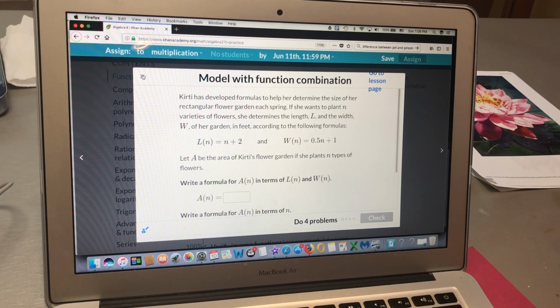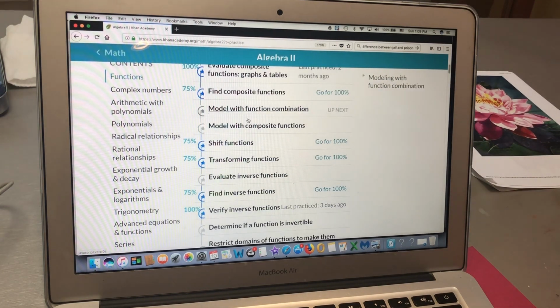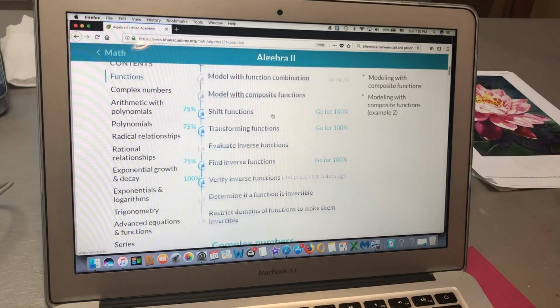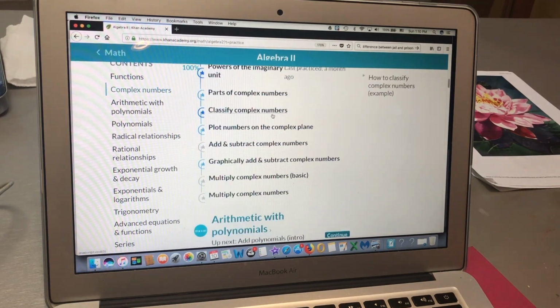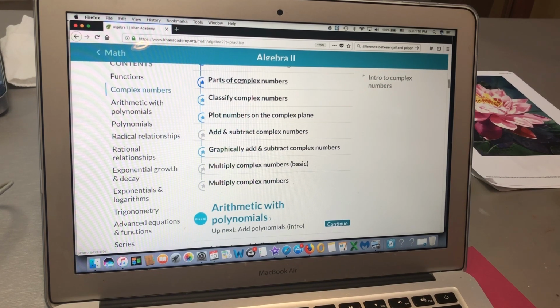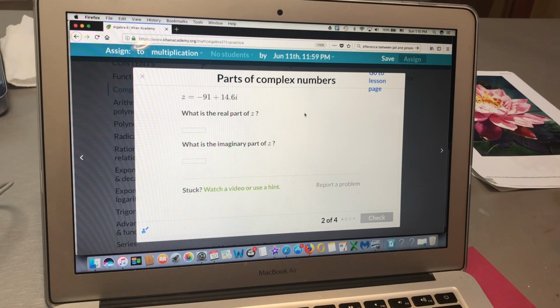It's a word problem, so it takes some time. I will do it in my leisure time instead of video time, which would take too much time. And these will take a lot of calculating time, at least for me, so I will do it later. Parts of complex number. You can see some of them are quite repetitive.